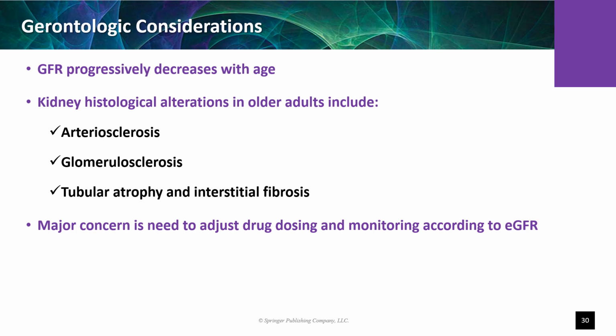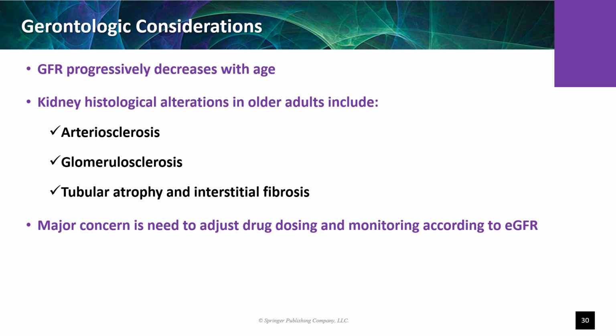Hyaline arteriosclerosis of the afferent arterioles can also reduce glomerular blood flow and can become severe enough to lead to shunting of blood from the afferent to the efferent arterioles, completely bypassing some of the glomeruli. Glomerulosclerosis contributes to age-related nephron loss in combination with arteriosclerosis, tubular atrophy, and interstitial fibrosis.